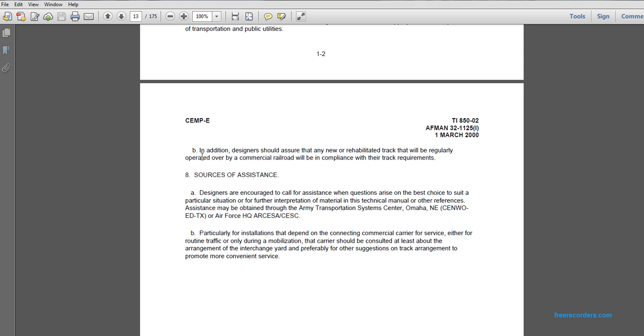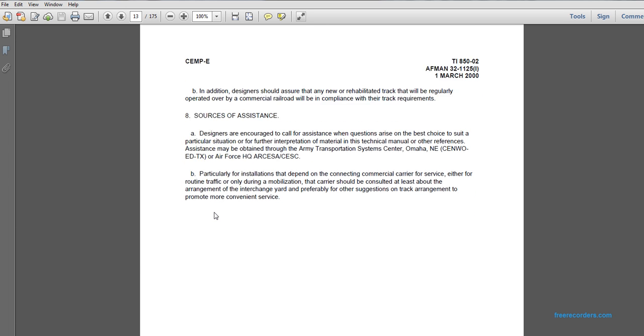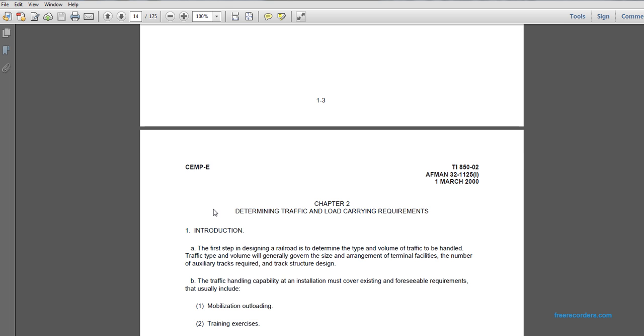B. Particular installations that depend on connecting commercial carrier services. Where the route of traffic is used only during mobilization, the carrier should be consulted on at least one arrangement of the interchange yard, preferably with suggestions for a track arrangement that promotes convenient service. Chapter 2. Determining traffic and load-carrying requirements.